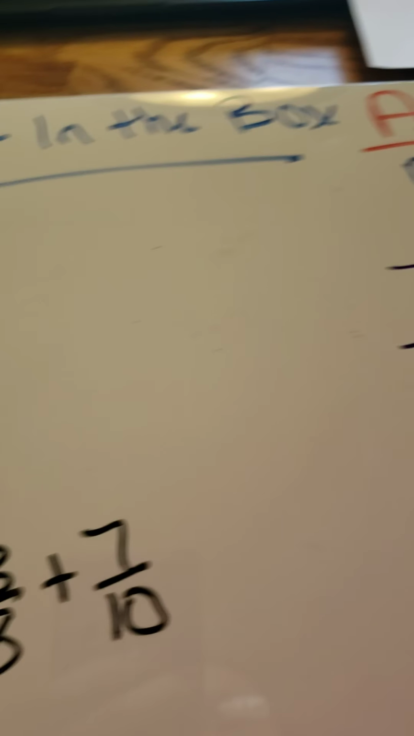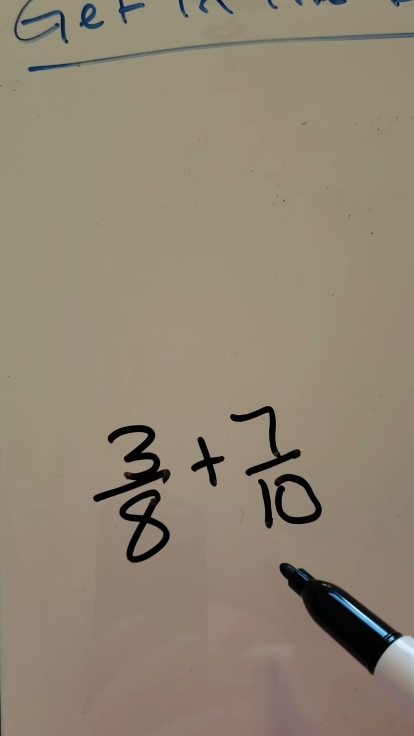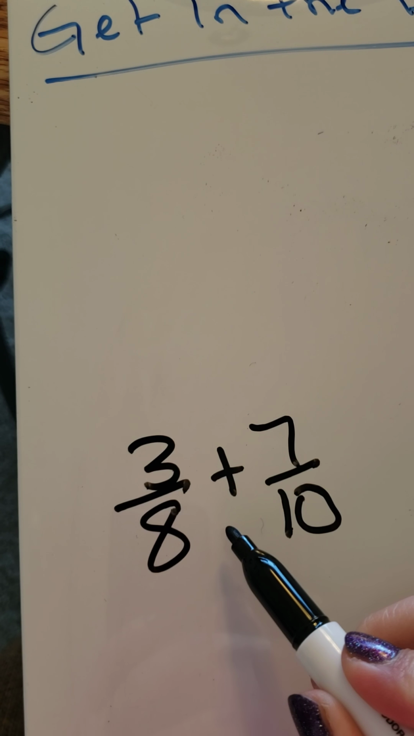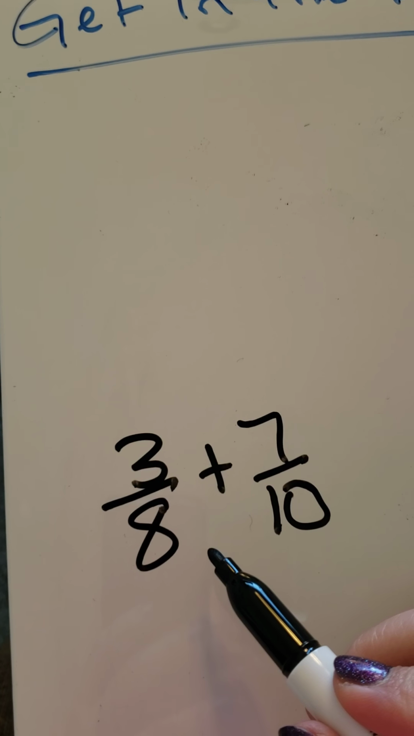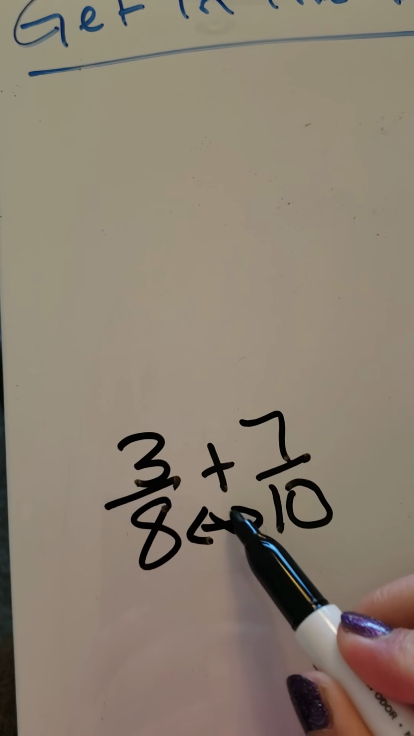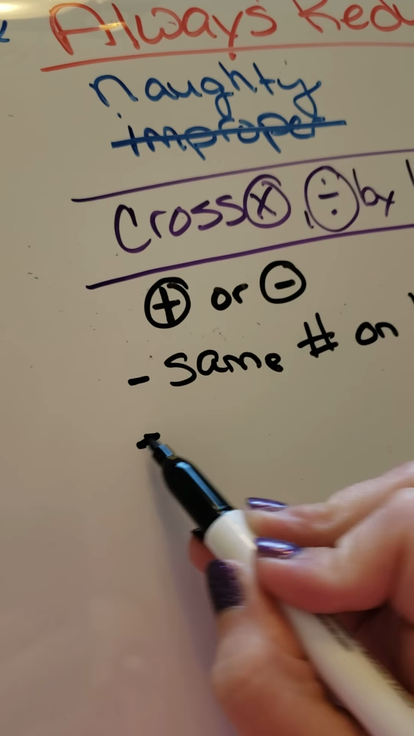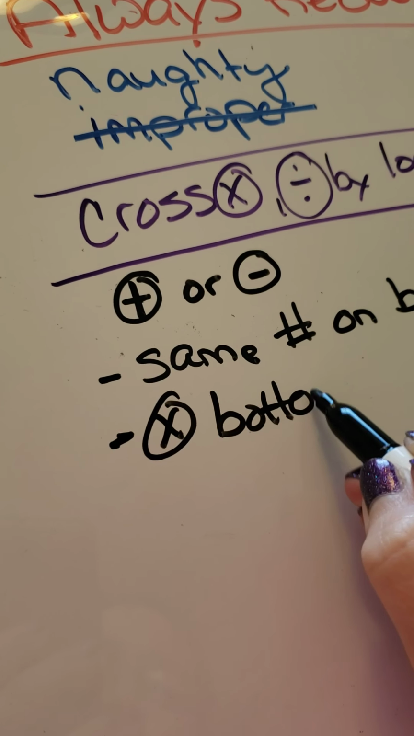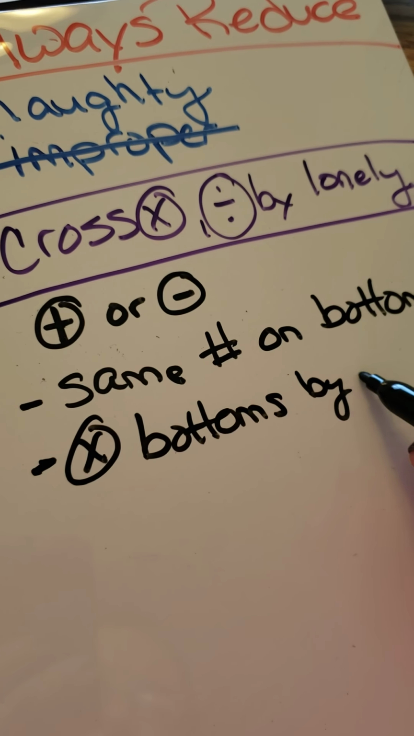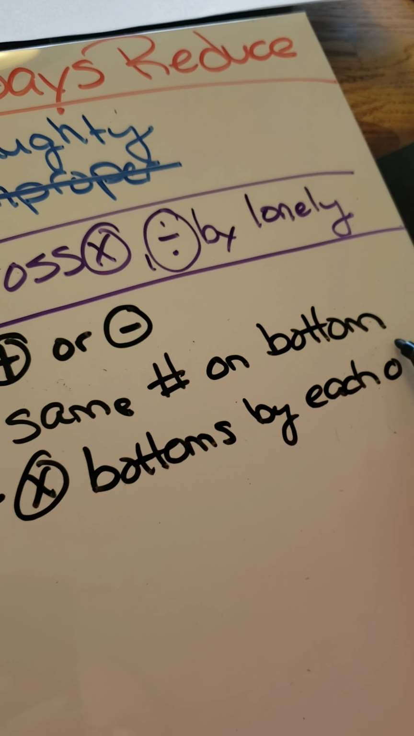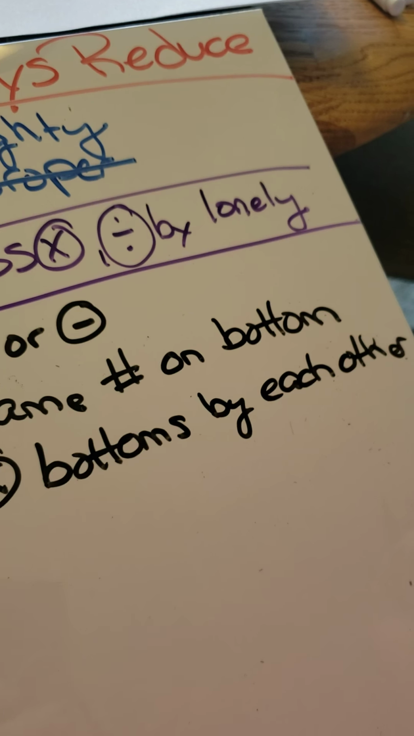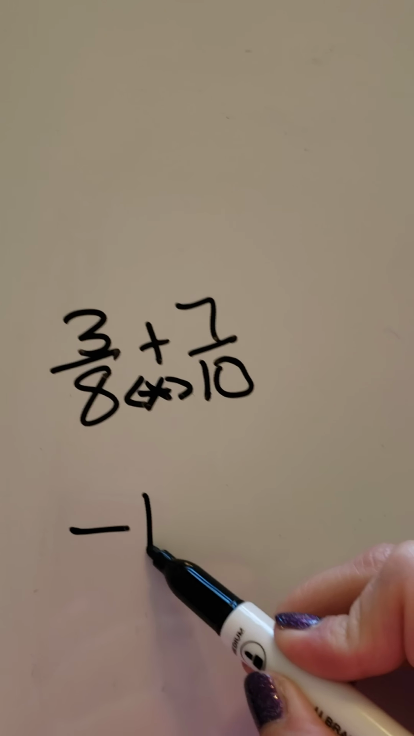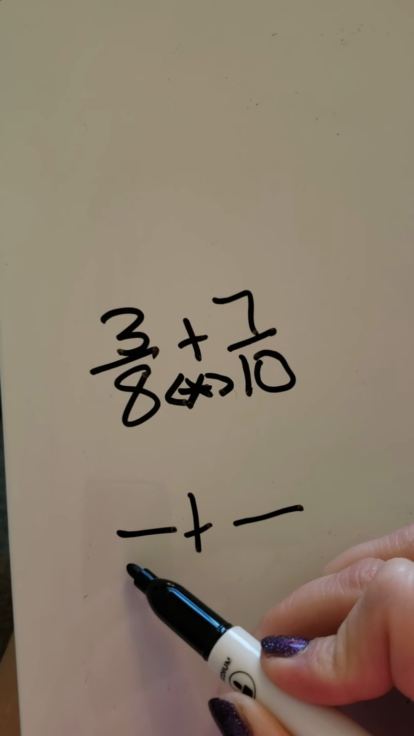Do I have the same number on the bottom? I do not. The easiest way to get the same number on the bottom, and guarantee that we're going to have it, is to multiply the denominators by each other. So we're going to multiply bottoms by each other. Perfect. Okay, so 8 times 10 is 80. That's my new bottom number.